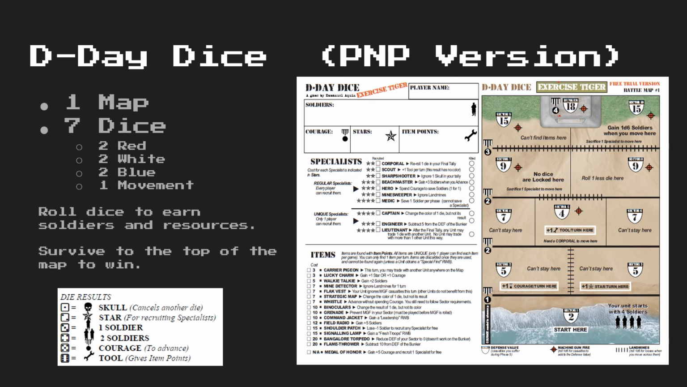Another one worth looking at is D-Day Dice. There is a published version of this, but what we want is the simple print and play version. It uses 7 standard dice of 3 different colors and 1 page printed out. And you roll the dice to earn soldiers and resources, which you use to move up the board and try to take the bunker at the top.